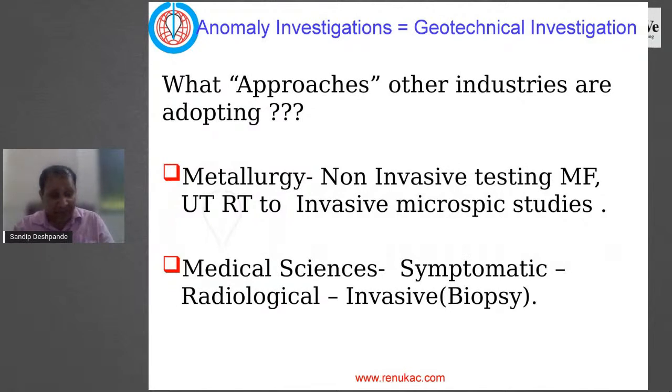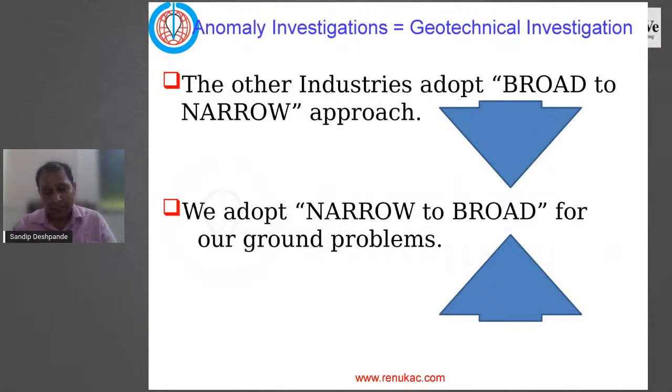But specifically, we engineers, especially the geotechnical engineers, jump directly onto the geotechnical investigations. Moreover, all the other industries approach what we learned in our engineering days in surveys or topographic surveys, that the approach should be from broad to narrow. But unfortunately, in ground problems, we are taking it from narrow to the broad spectrum, where we investigate a very narrow point and infer to the very broader areas.